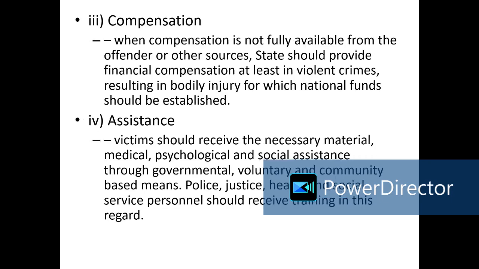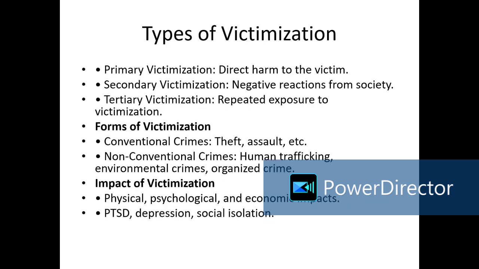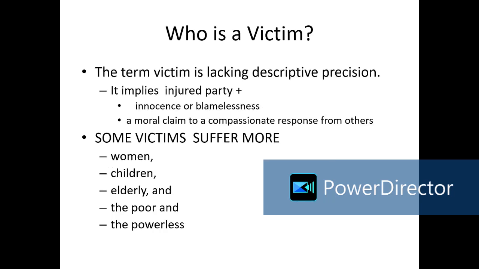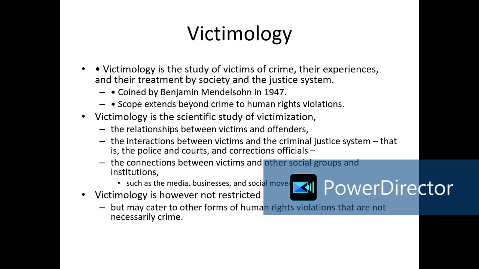Again, when it comes to the rights of the victims, the UN Declaration of Justice has recognized four components. What are those? Access to justice and fair treatment, that is natural justice. So what do we mean by access to justice and fair treatment? That is natural justice, as it can be there for any accused persons also.